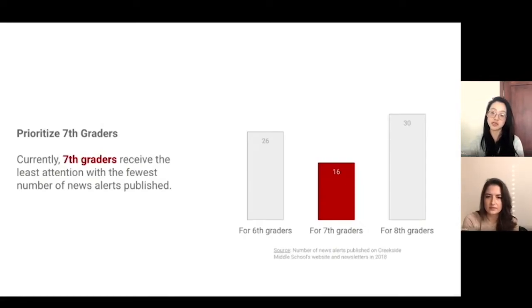And what's interesting is if we looked at the news alerts that's sent out, these are the things that the parents are notified about currently, and broke it down from 6th graders, 7th graders, and 8th graders, we found that the 7th graders received the least attention. They had the fewest number of news alerts published.